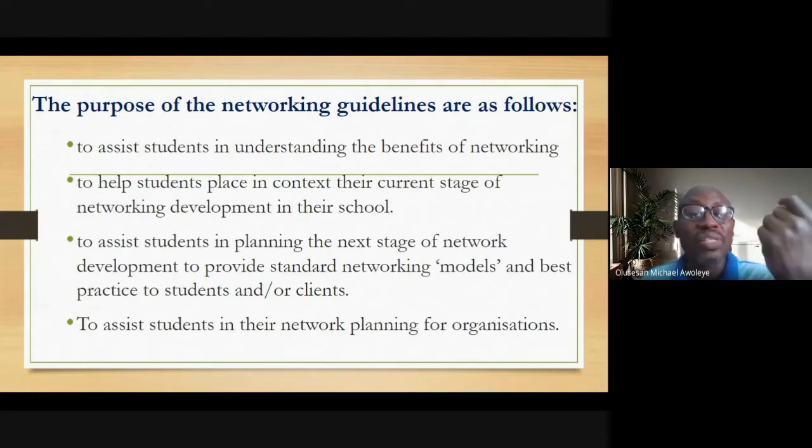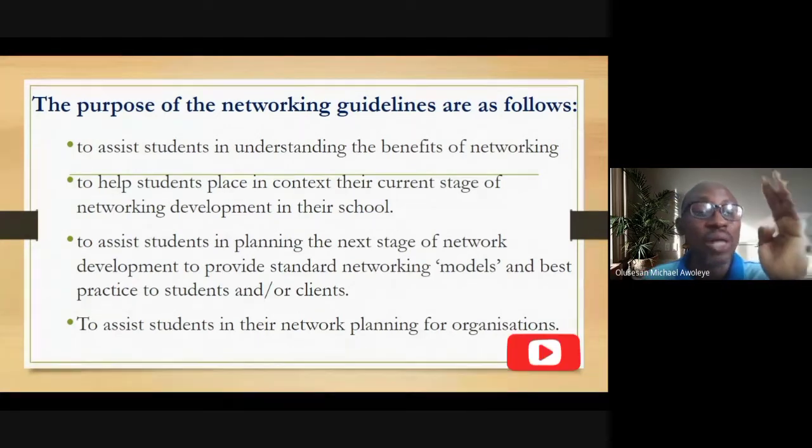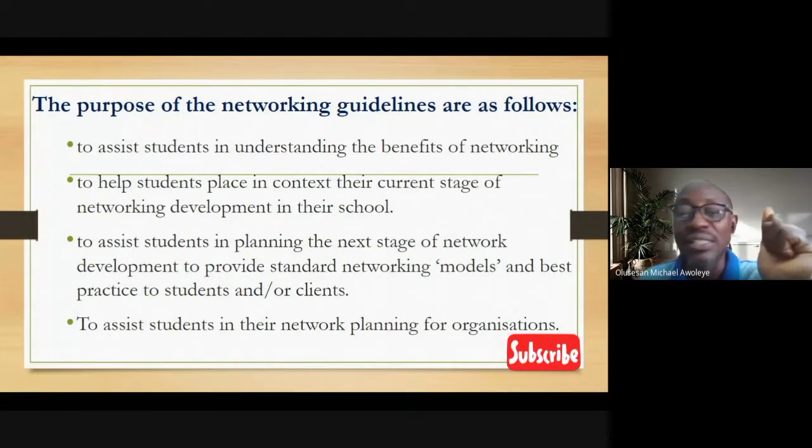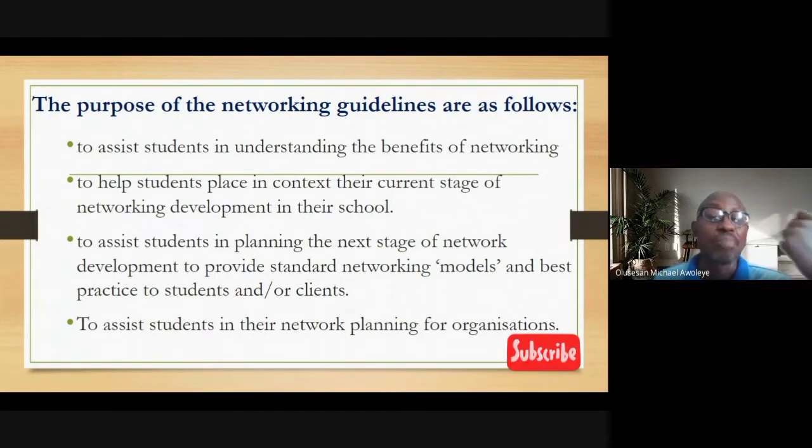So the purpose of the networking guidelines is as follows. Number one, to assist you in understanding the benefits of networking, and then to help you place in context the current stage of networking development in your school, in your organization, or wherever you find yourself.